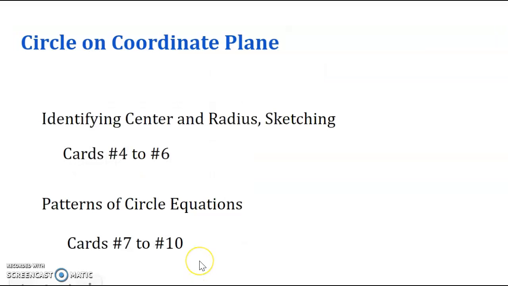Next up, you're going to be working on card number 4 to 6, identifying center and radius and sketching it, and then looking for patterns of circle equations from card number 7 to 10.